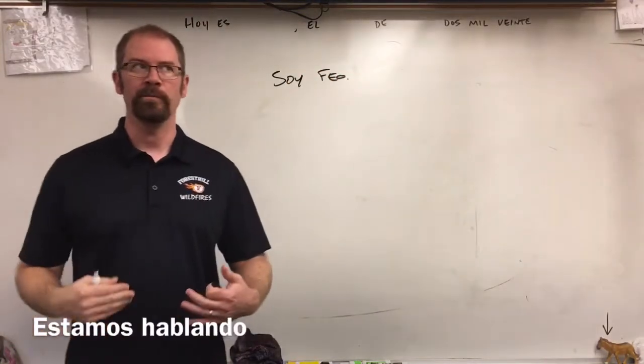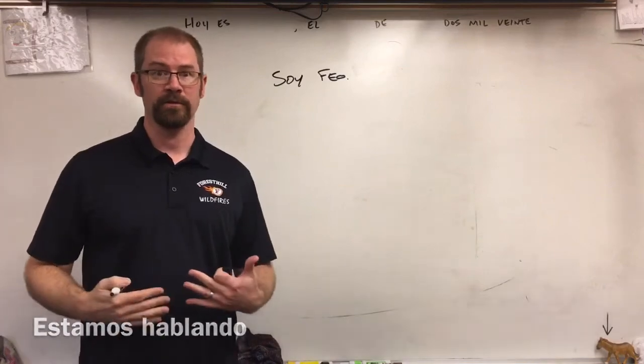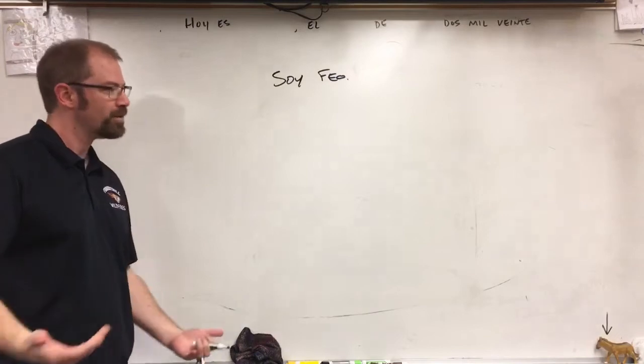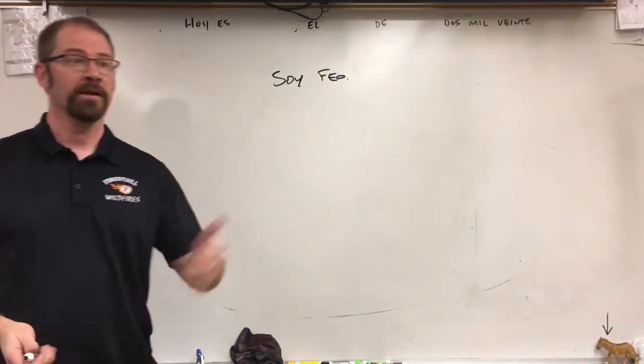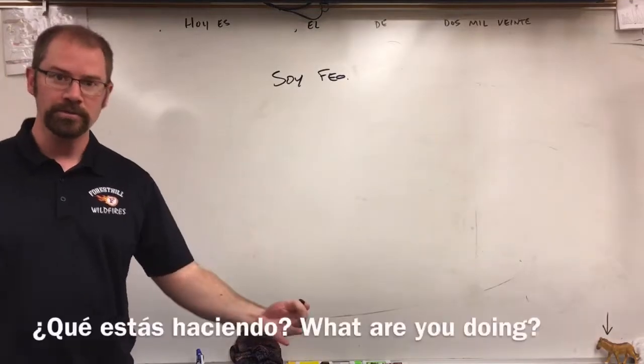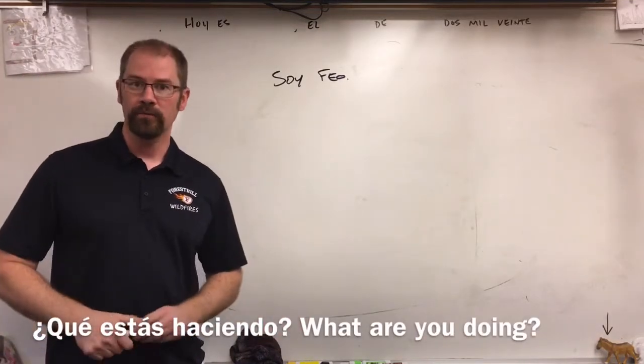Or maybe, mi amigo y yo estamos hablando. Hola, amigo. Hola, ¿cómo estás? Estoy bien, gracias. So we can use it to say like, hey, he's playing basketball, or we're watching TV. You can say, ¿qué estás haciendo? What are you doing? So we're gonna look at how you can form the present progressive.